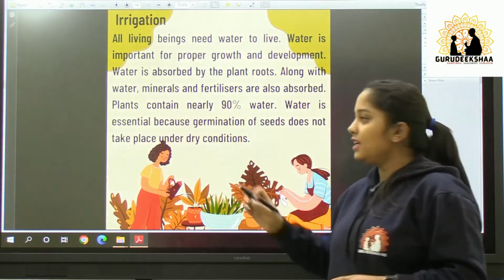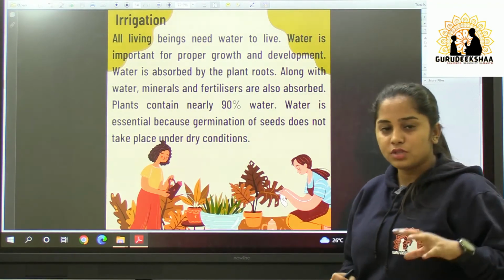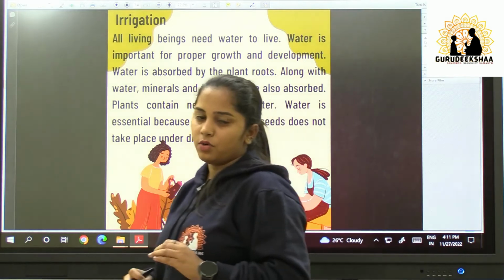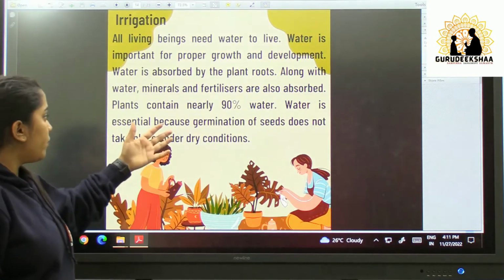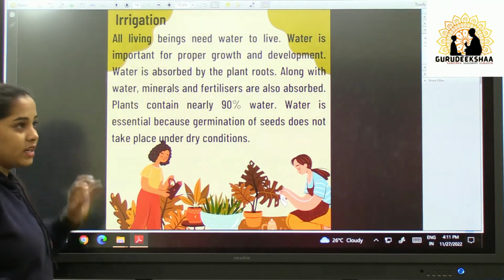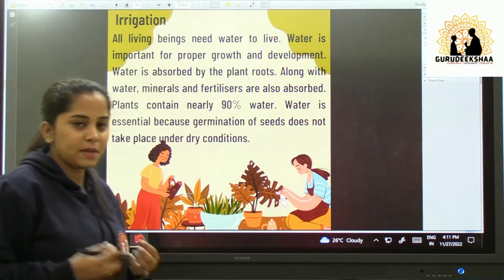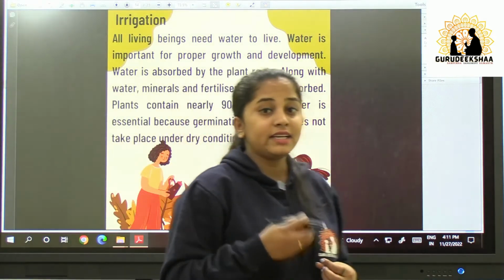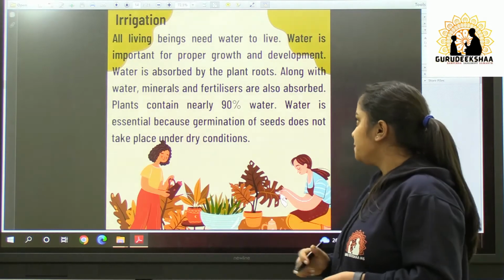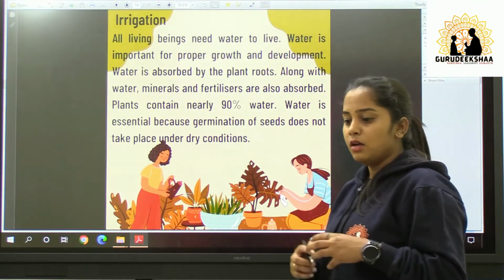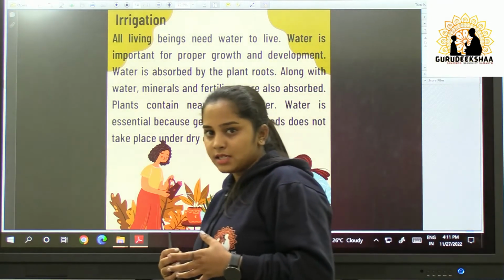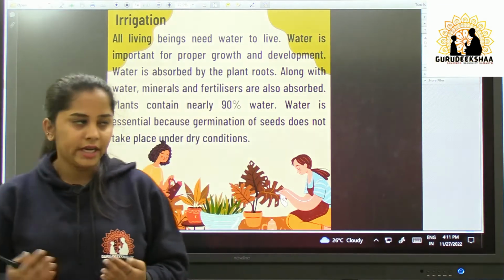Plants contain nearly 90% of water. The question might be asked, how much percent of water does a plant contain? It is a very basic question. So it contains 90% of water. And how is the water taken in by the plants? It is by roots, right?